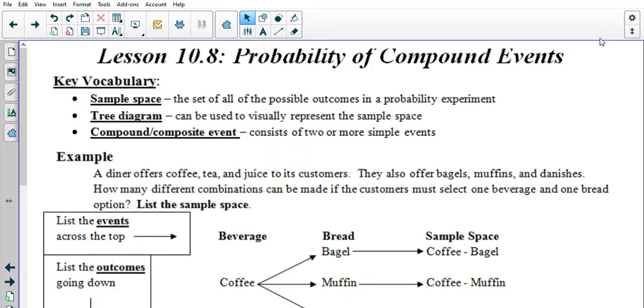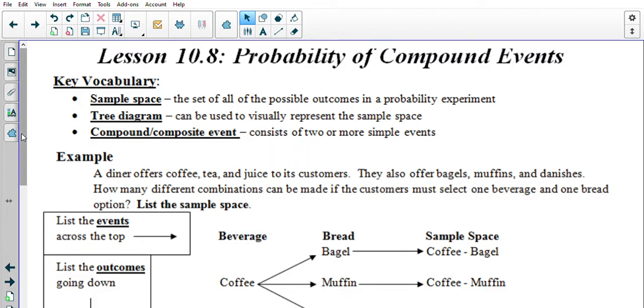Or if you go to a sub shop or an ice cream shop, with all the possible combinations of sandwiches or subs or ice cream sundaes, you would have a lot of different possible combinations. So trying to make a tree diagram for that might not be as easy. So I want to show you an example of a tree diagram, do three different problems, and then actually get into some problems that don't involve drawing tree diagrams, but involve finding the probability of compound events.